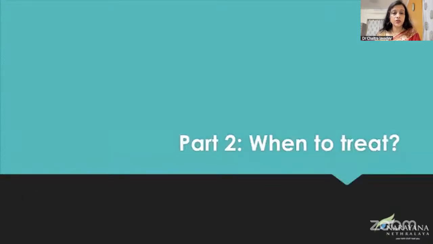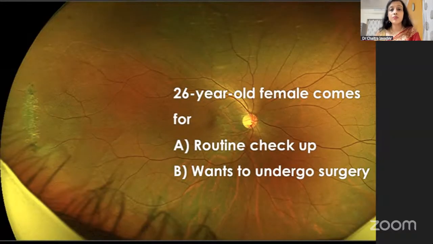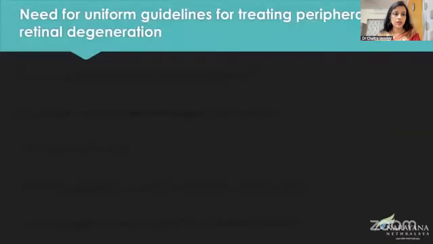So when do you treat these patients? This is a question I usually ask the audience. This is a 26-year-old female who comes for a routine checkup, and someone who wants to undergo surgery. Would there be a difference? Well, there is a mixed opinion. Every time I've asked the audience, some of them say, yes, I will treat them. Some of them say, if she's undergoing surgery, I will treat. If or without surgery, I will treat. And some will say, I'll just follow up this patient because this is just a lattice degeneration with no hole, with no traction. And we do want to observe these patients most often.